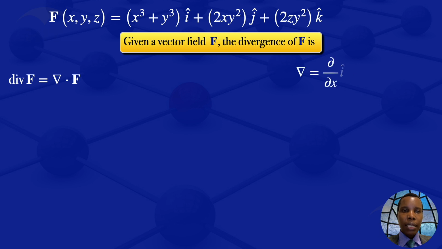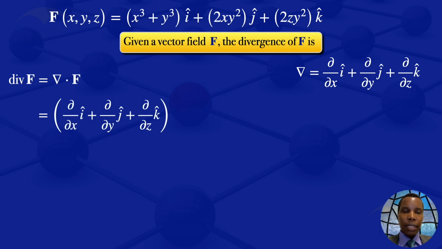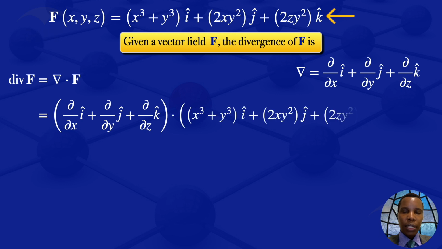Our grad is the partial derivative with respect to x i plus the partial derivative with respect to y j plus the partial derivative with respect to z k. So for our divergence there, we'll write the grad, take the dot product with this given vector field, so dot that F. So I'll now go on and evaluate that dot product.